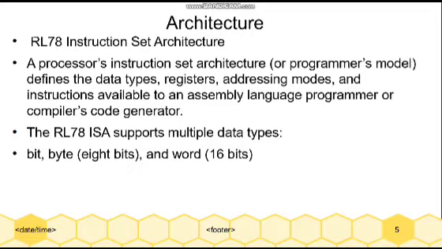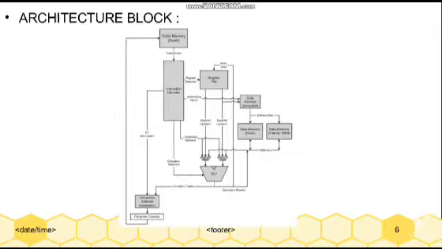Now we are going to look at the architecture. RL78 instruction set architecture. Basically, what does an instruction set architecture mean? A processor instruction set architecture defines the data types, registers, addressing modes, and instructions available to an assembly language programmer or compiler's code generator. The RL78 ISA supports multiple data types, that is bit. Each and every bit we can access, or we can access bytewise, or wordwise as well.